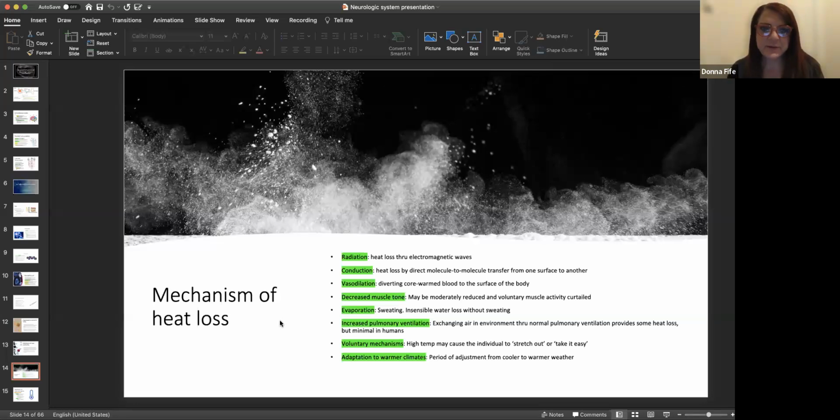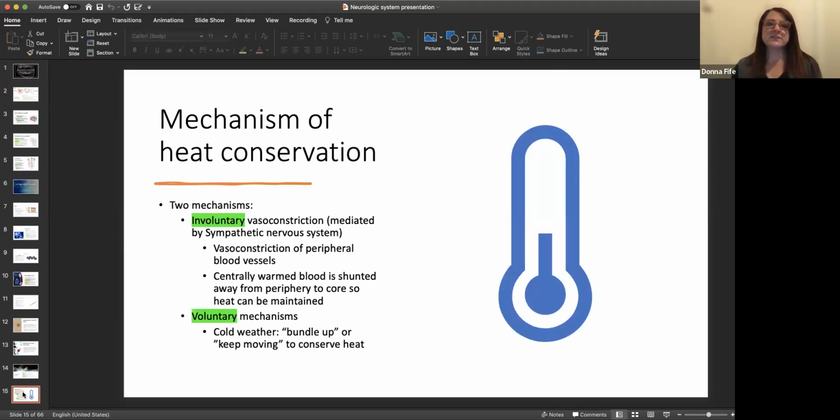Voluntary mechanisms. High temp may cause individual to stretch out or take it easy. And adaptation to warmer climates, there's a period of adjustment from cooler to warmer weather. Now, mechanisms of heat conservation. There's two mechanisms: involuntary vasoconstriction, which is mediated by the sympathetic nervous system. There's vasoconstriction of the peripheral blood vessels, and centrally warmed blood is shunted away from the periphery to the core so heat can be maintained.